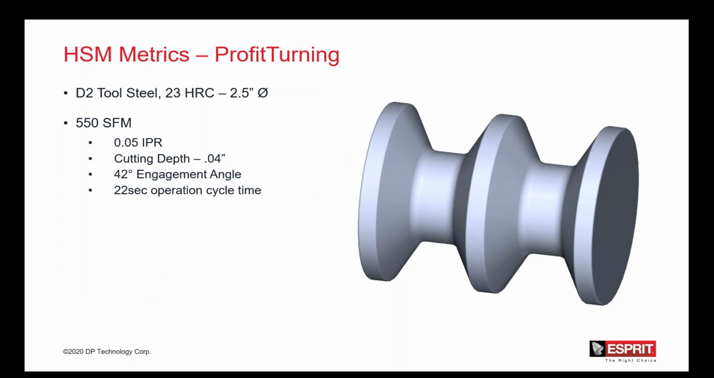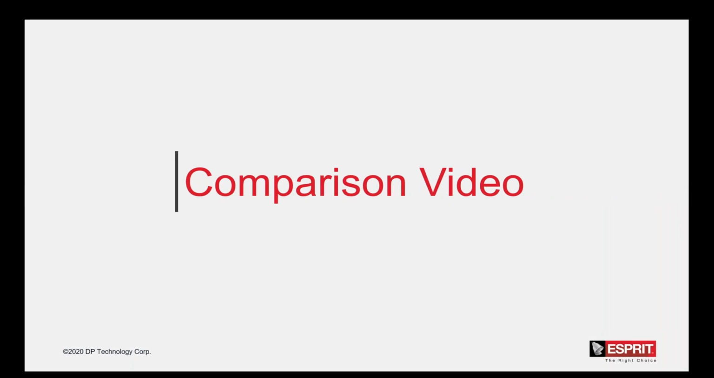All right, so this is the part that we had kind of just looked at. We did run these tests on material, so we're going to take a look at a video here in a second. These are some of the metrics that we used for that video. And you can see here, 550 surface footage. It was on D2 tool steel. When using profit turning, we used a 50 thou inch per rev, cutting depth of 40 thou, 42 degree engagement angle, and we typically saw a 22-second operation cycle time for that as compared to your traditional turning tool path, which is going to be a little bit longer. All right, so we're going to take a look at this video.